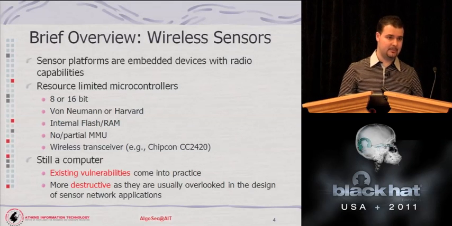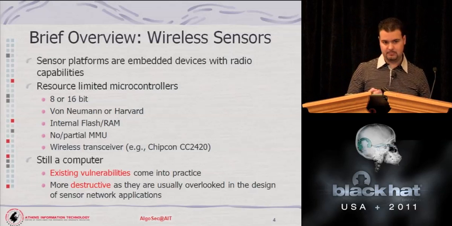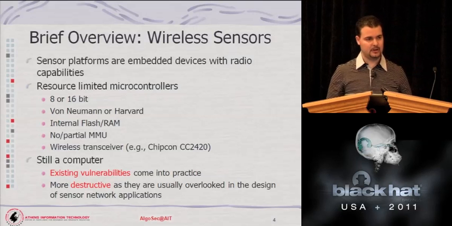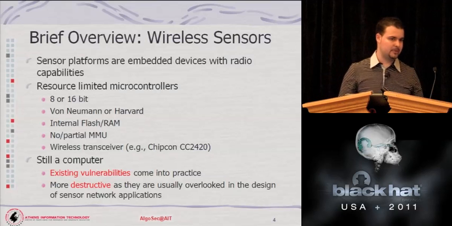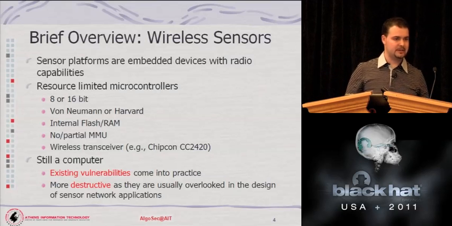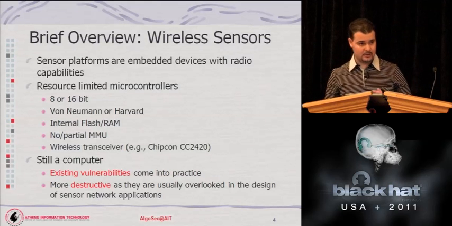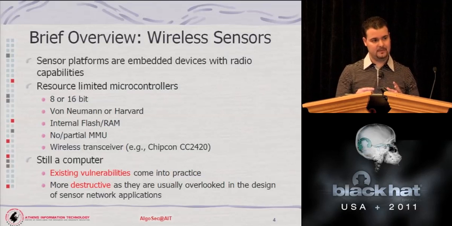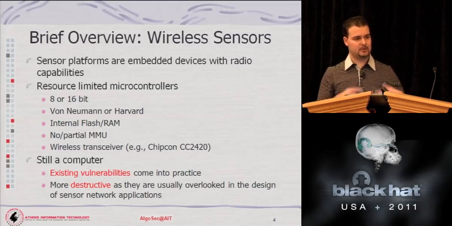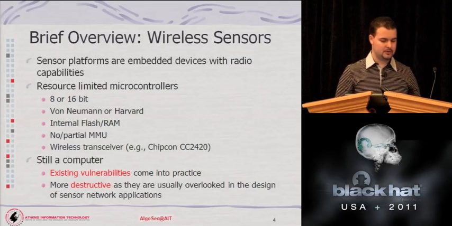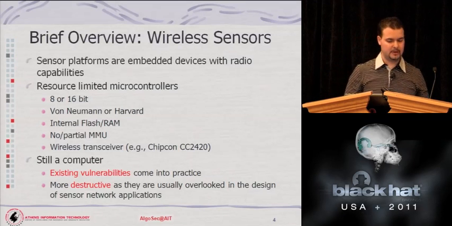So all the existing vulnerabilities of embedded devices apply to sensor nodes, and they are even more destructive as they are usually overlooked in the design of sensor network applications. Instead of looking at the sensor network as a collection of small computing devices, security developers look at the network as a computer in itself, and they try to secure it against attacks that target the upper layers: the transportation layer, the routing layer, the MAC layer. So they skip the fact that sensor networks still comprise embedded devices.